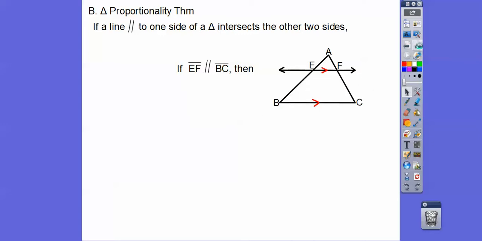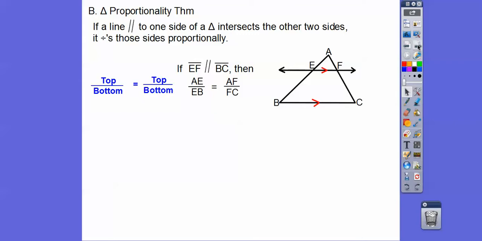Then what that means is it divides up those sides proportionately. So top over bottom equals top over bottom, okay? So that's what that means right there. Or we can do this. Now your book doesn't say this, but we can do bottom over top equals bottom over top. This over this equals this over this. Okay, notice I'm doing lefty on the left side and righty on the right side.